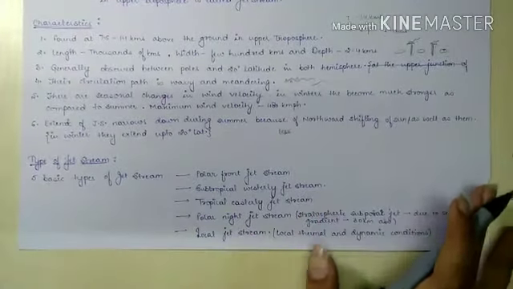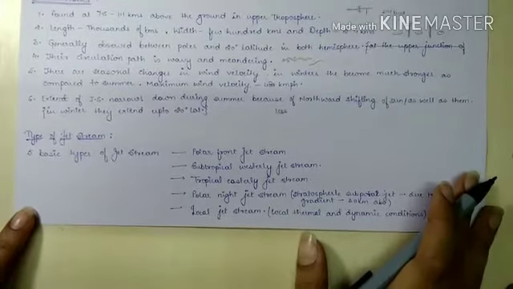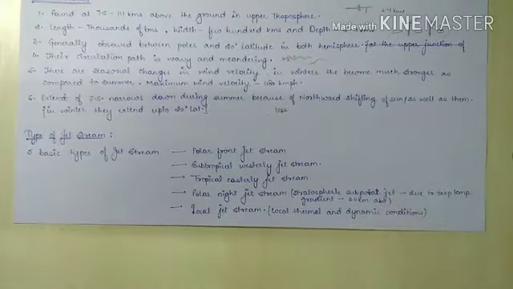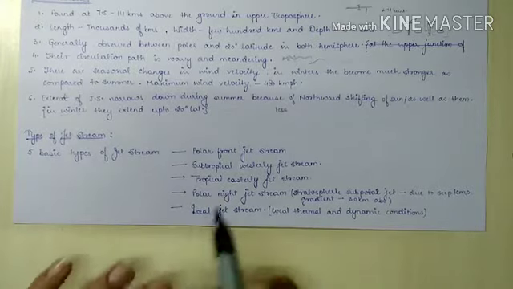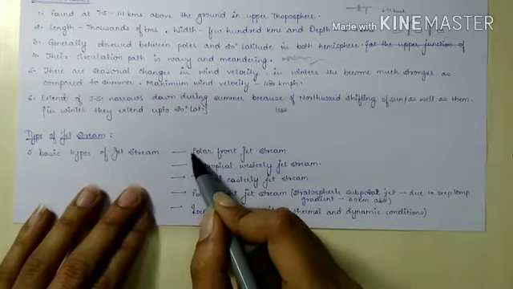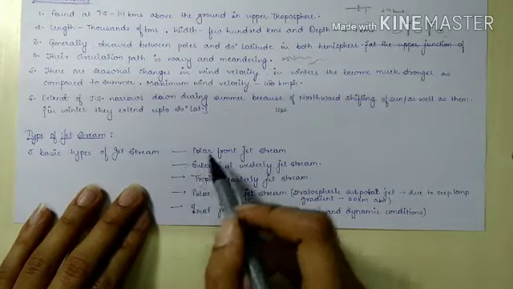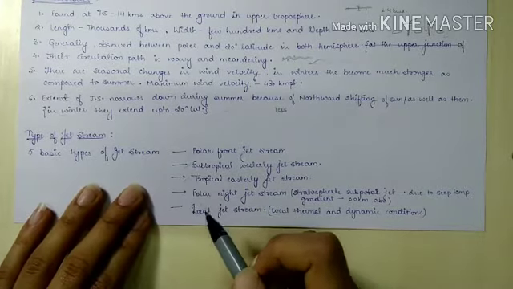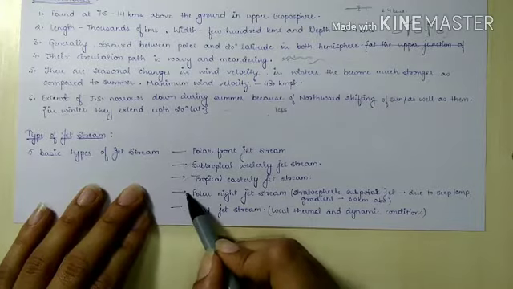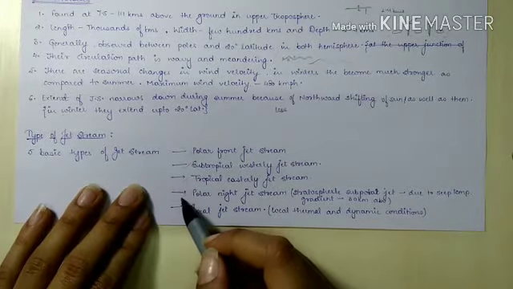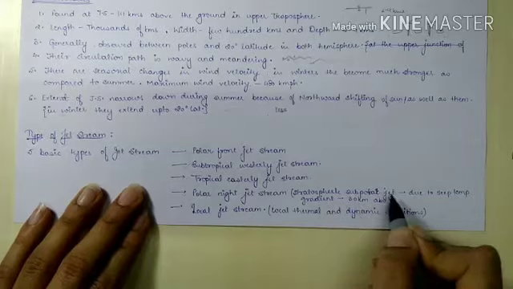Now as we have done the characteristics of jet stream, we will look into the basic types of jet stream. We have 5 basic types of jet stream, out of which the polar frontal jet stream, subtropical westerly jet stream, and tropical jet stream are the most important ones. Then we have the polar night jet stream. Polar night jet stream is a stratospheric subpolar jet.